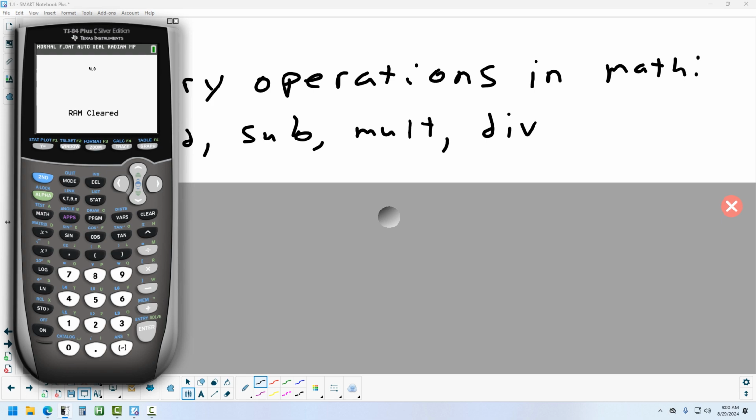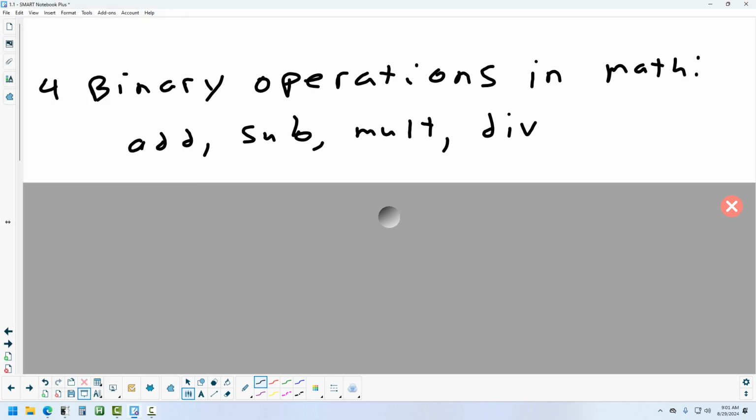I can't do 9 plus and hit enter. 9 plus what? The calculator doesn't know what the other number is supposed to be. Okay? There are certain operations in math that don't need two numbers. Square root of 7. I don't need to put another number under the square root. I can just put a single number and the calculator knows what to do with it. But these 4 operations all require two numbers.